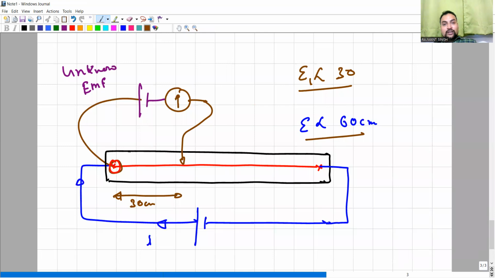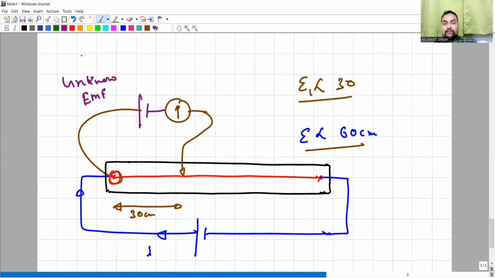Now this is the proportionality. That means there must be some constant here. Some K value should also be there. So what is the K value here? You see, the current flowing in both the cases was the same. When you performed the same experiment with an unknown EMF, the current flowing through this circuit was the same, because I did not change this cell. I did not change this resistance. So the current flowing through this red conductor here was the same in both the cases.